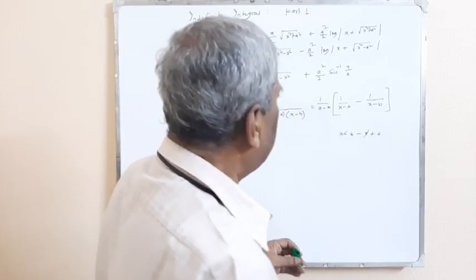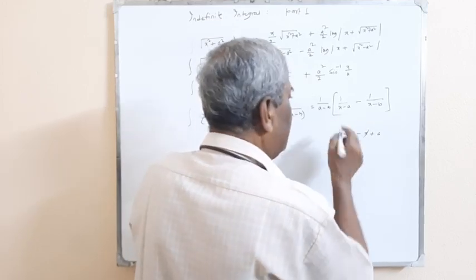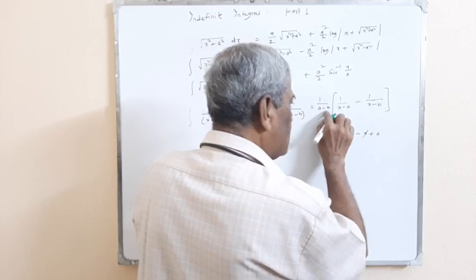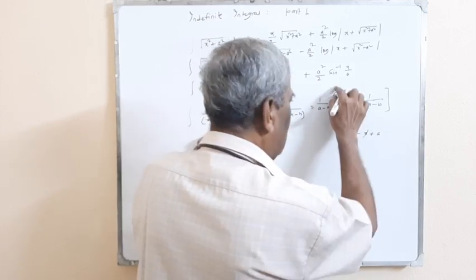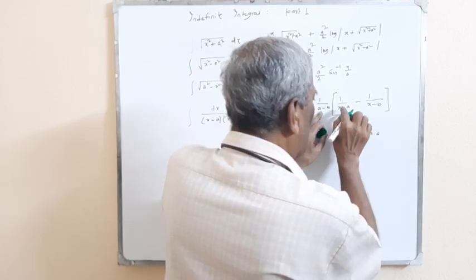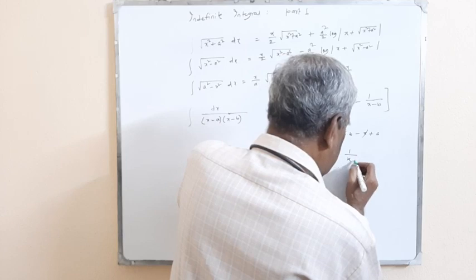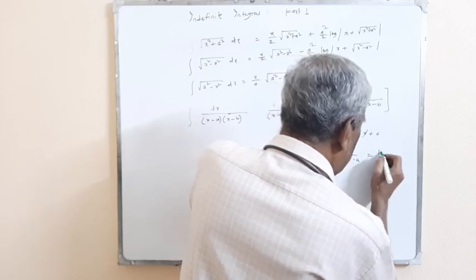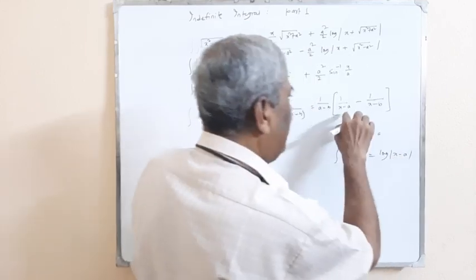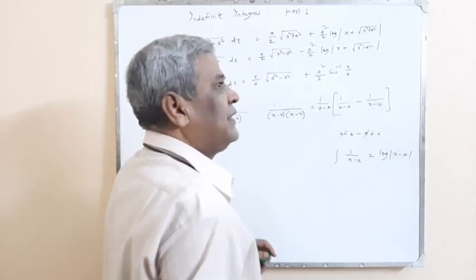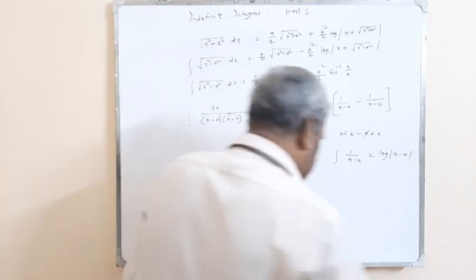And what is the advantage of that? Actually, it is a constant, so the integration splits into the integration of each part. Now the integral of 1 upon x minus a is log of mod of x minus a. Very easily we can do that. Similarly, the other part we can do in the same way. Okay, next.